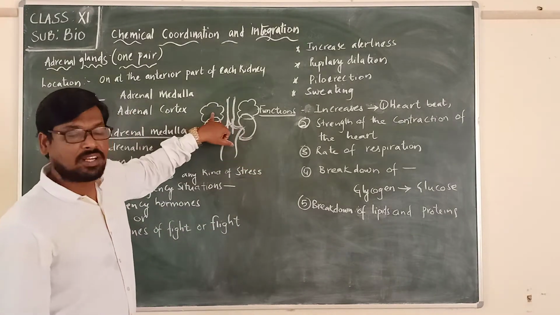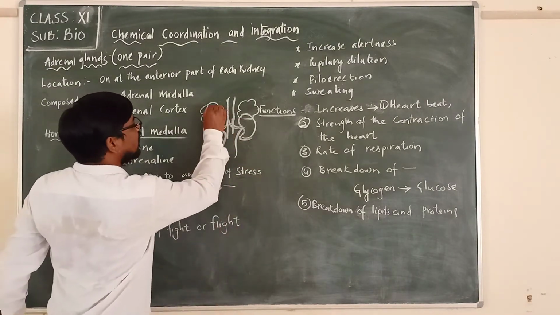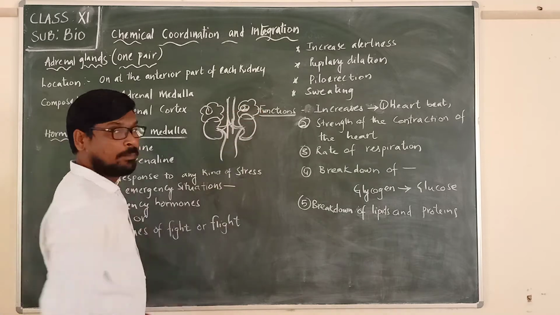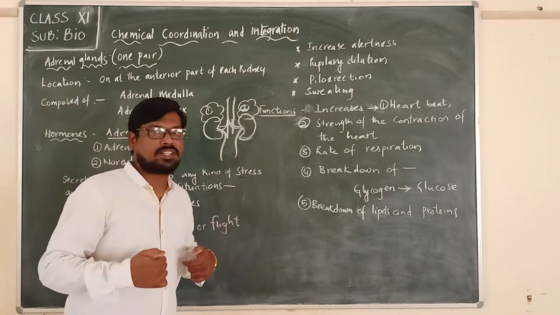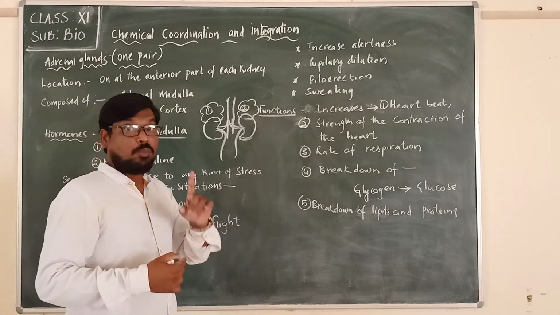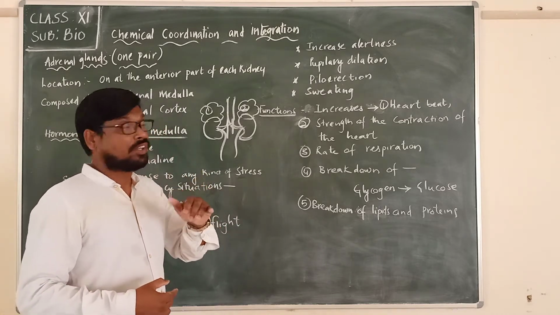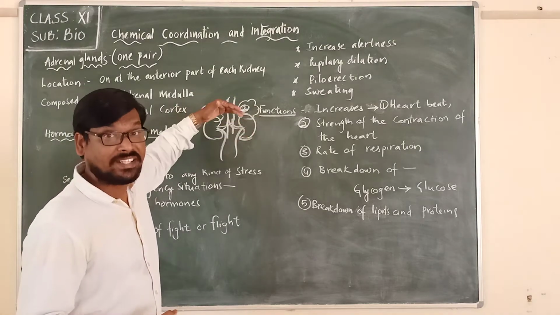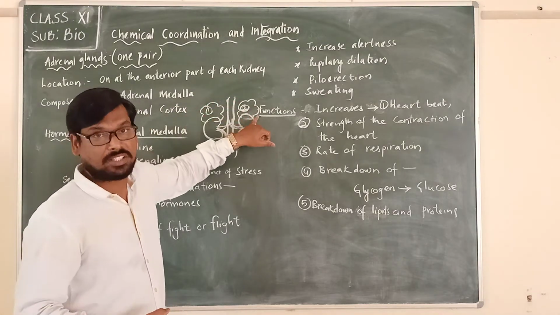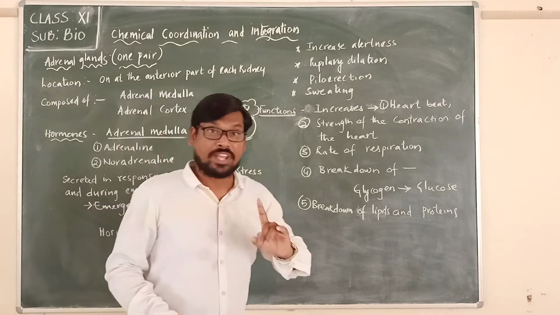So this is one adrenal gland and this is another adrenal gland. So there are two adrenal glands, a pair of adrenal glands present in our body, one on the anterior part of each kidney. So that is about the location.